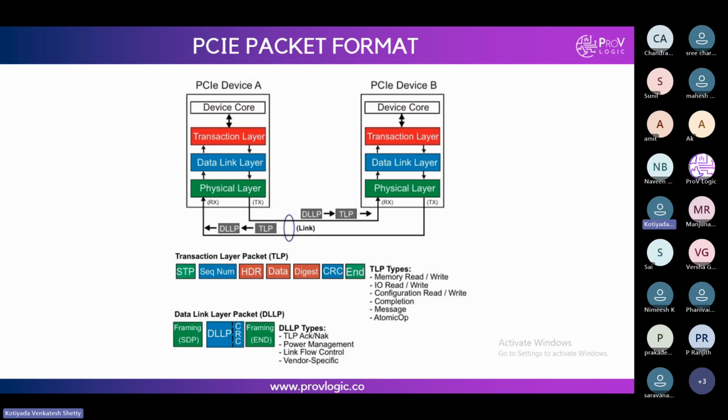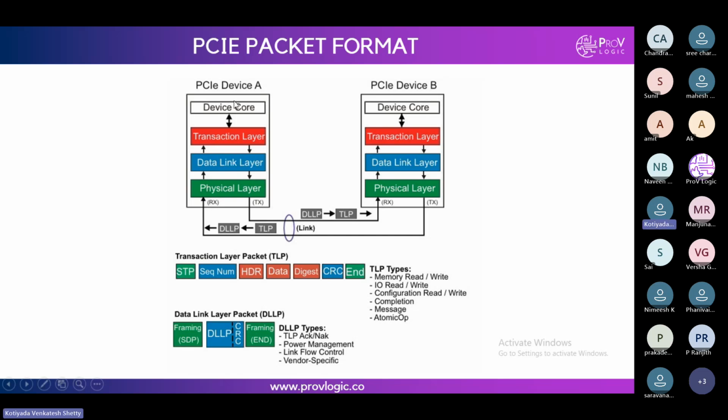PCI is a packet based protocol. Remember, PCI is a packet based protocol up to Gen 5. In Gen 6 and Gen 7, we have the FLIT protocol also. In Gen 6 and Gen 7, the data transfer happens in packets and FLITs. Up to Gen 5, PCI is a packet based protocol.